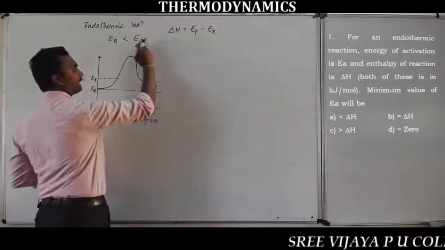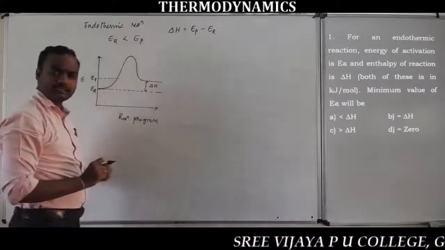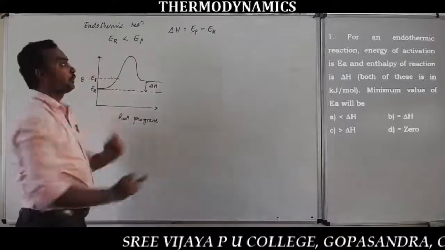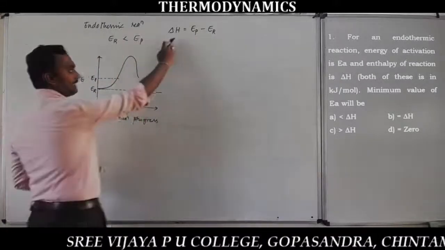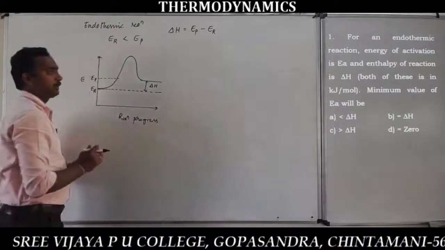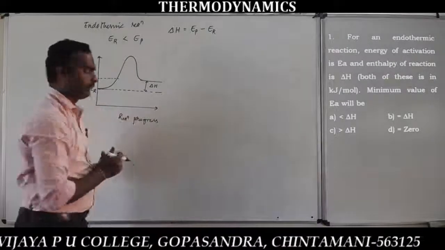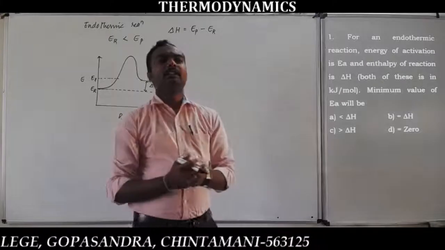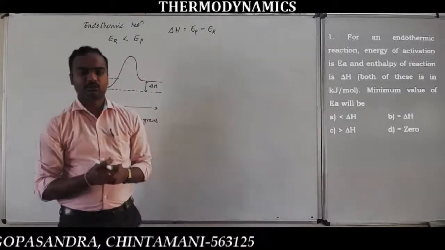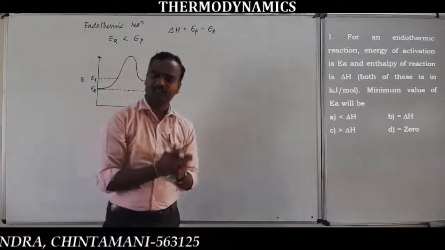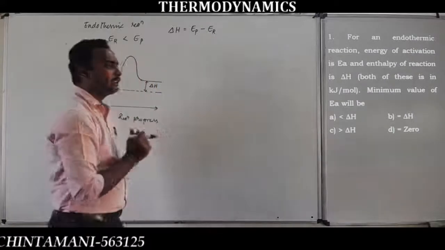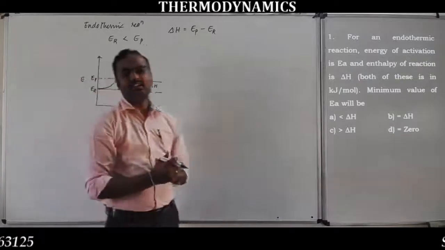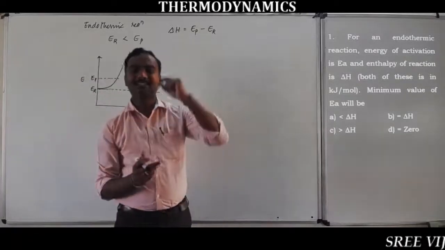Energy of product is more and energy of reactant is less, so the value you get will be positive. Positive means endothermic, delta H is positive. So we have to write this in terms of activation energy. What is activation energy? In the second PUC, in the chemical kinetics chapter, activation energy and threshold energy have already come. Activation energy is the minimum extra energy that is supplied to the reactant to reach the threshold energy.